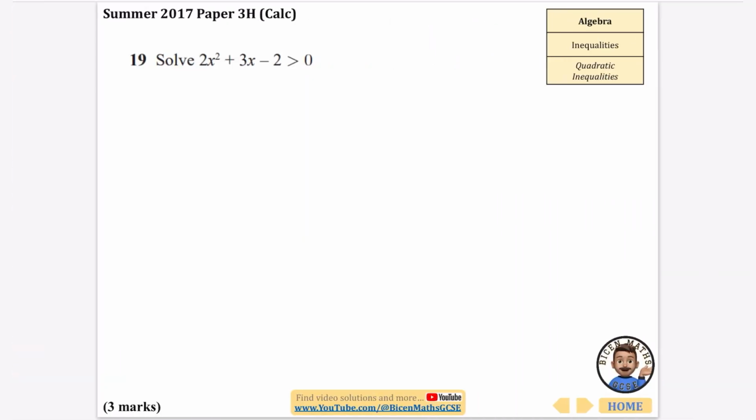So now we've moved on from the linear ones, and we're going to start thinking about the quadratic inequalities. Well, what we do for the quadratic inequalities is we solve them as if they were equal to 0, and then we'll reason what's going on with this part afterwards.